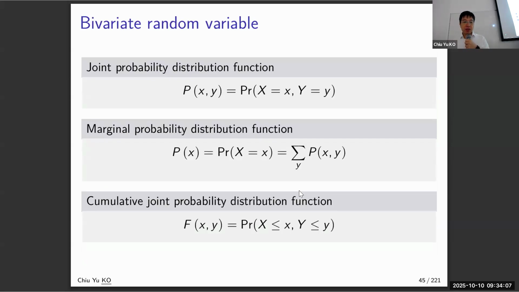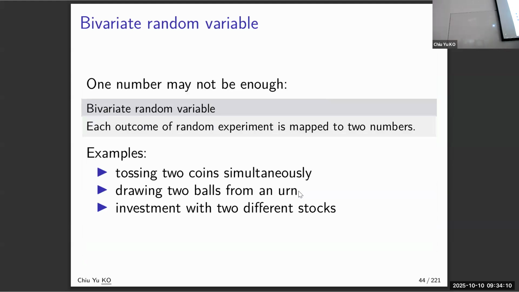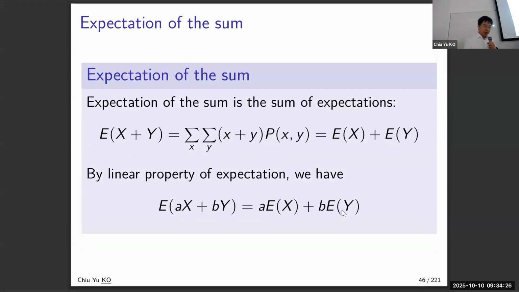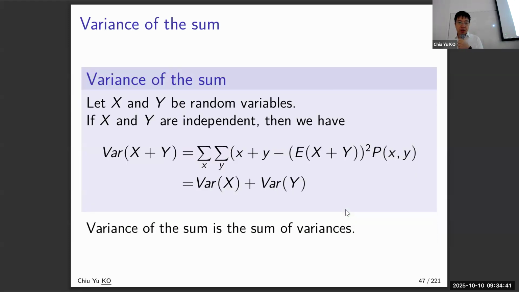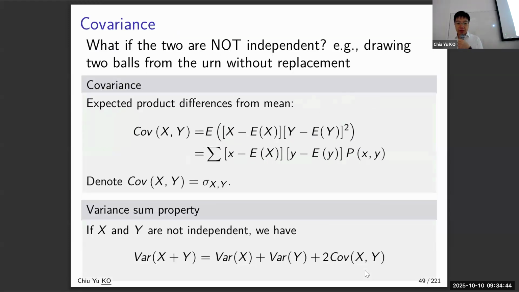After that, we also briefly covered what we call the bivariate random variable, which essentially means you use two numbers to represent the outcome. That leads us to define the expectation: when you have X plus Y, it is the sum of the respective expectations, and the same for variance. And you have the covariance as well.